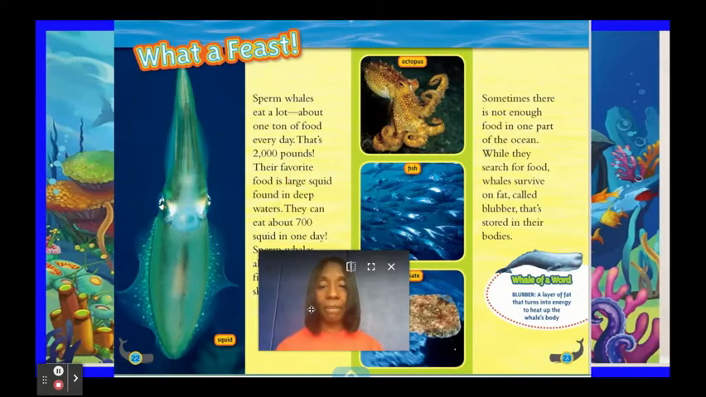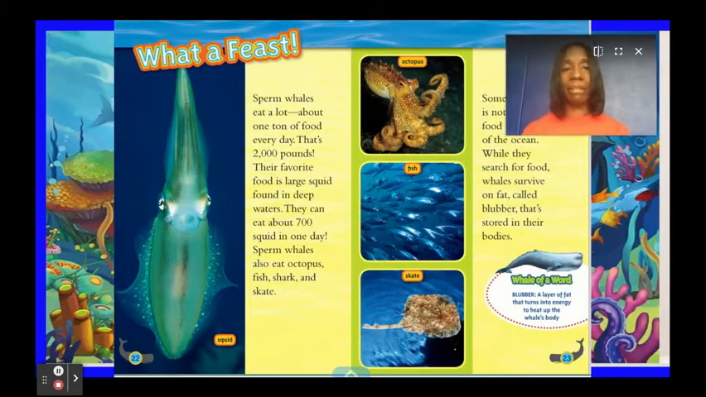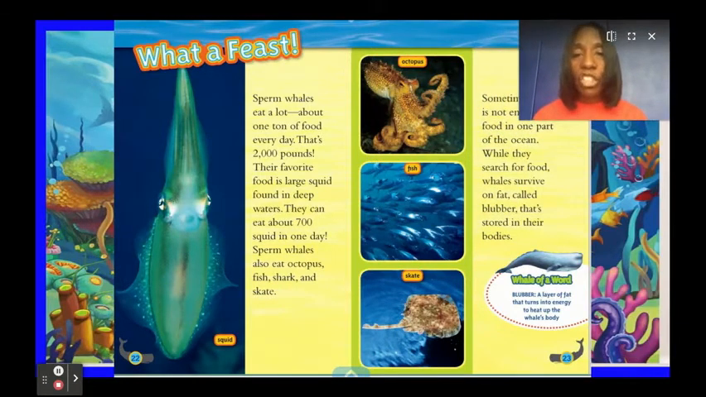What a feast. Sperm whales eat a lot, about 1 ton of food every day. That's 2,000 pounds. Their favorite food is large squid found in deep water. They can eat up to 700 squid in one day. Sperm whales also eat octopus, fish, shark, and skate.